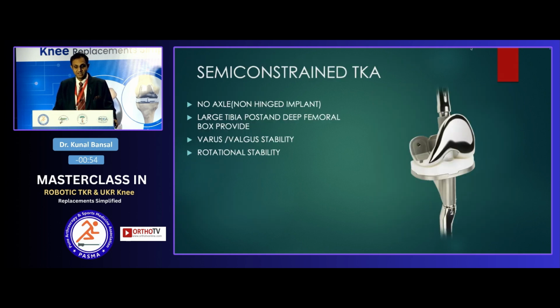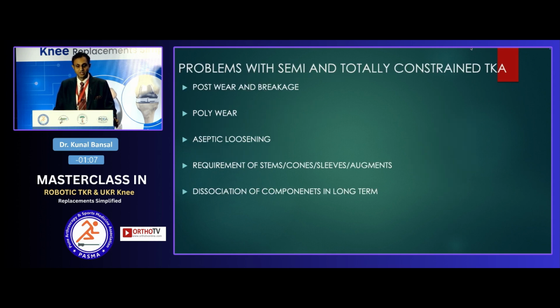We'll jump to the semi-constrained knee. There is no axle. It's a non-hinge type of implant. Large tibial post and deep femoral box provide varus and valgus stability, and rotational stability. What are the problems? Because the post is big, it causes a lot of wear and breakage. There is high polywear, aseptic loosening, requirement of stems as a mandate, and may also require cones, sleeves, and augments depending on your case. And there is a dissociation of the components in the long term.